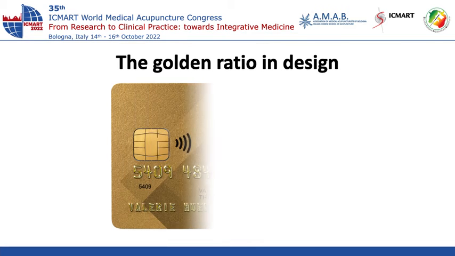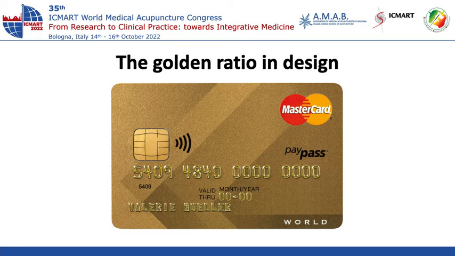In the modern world, we find many examples of the golden section everywhere. For example, a credit card is a golden rectangle. Credit cards are golden rectangles in which there is a golden proportion in the short and the long sides of the rectangle.